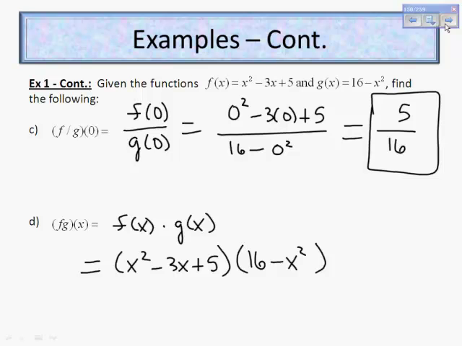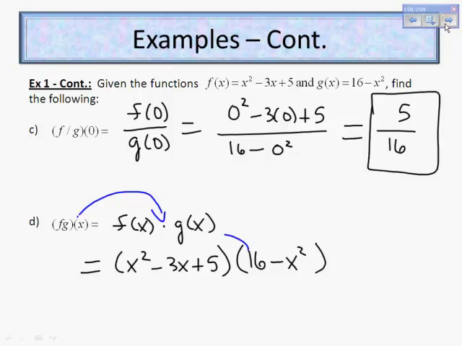So, definition, f times g evaluated at x. So use the definition. That means f of x times g of x. And since I don't have a specific number to plug in for x, all I can do is write down what those two functions are. F of x was x squared minus 3x plus 5, and g of x was 16 minus x squared. Now you all know how to multiply polynomials. I've got to take a trinomial and multiply it by a binomial, so I'm going to have to distribute.